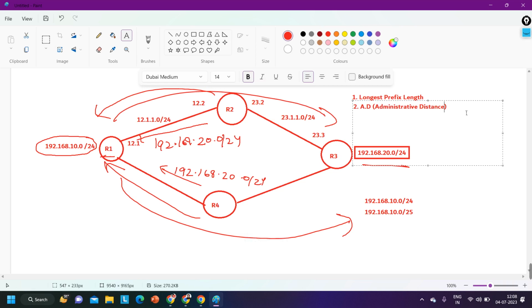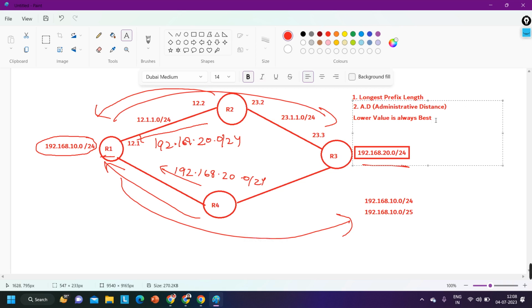Administrative distance. Sometimes the interviewer also asks what is AD value. So always keep in mind, AD value is nothing but the trustworthiness of a route. Lower value is always best. Getting my point?